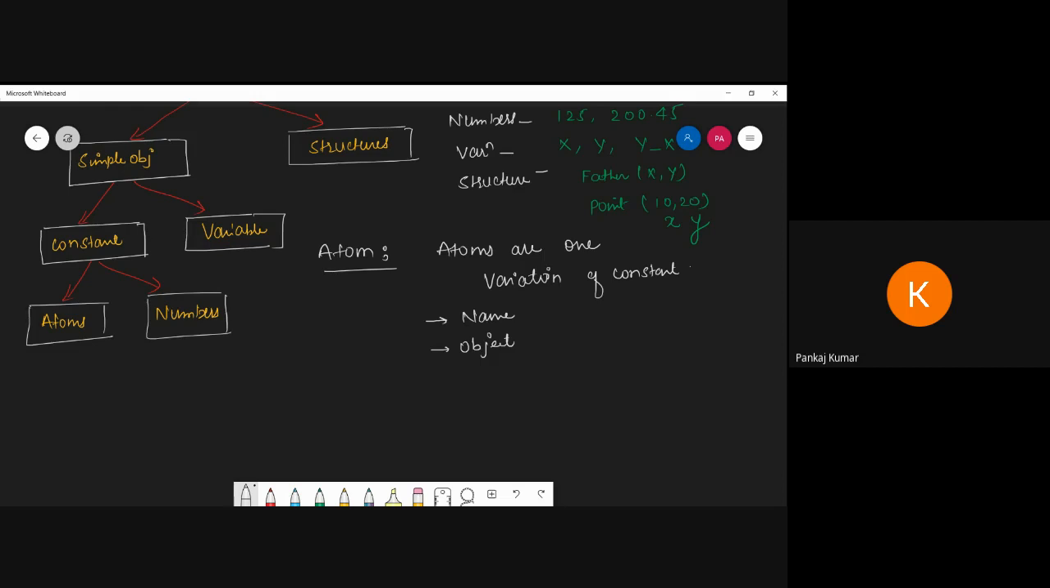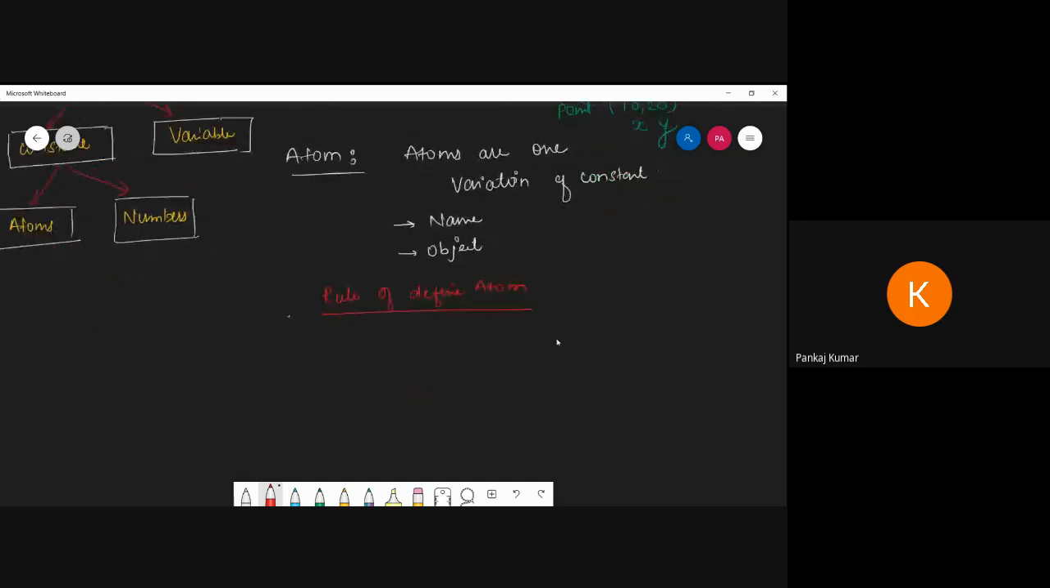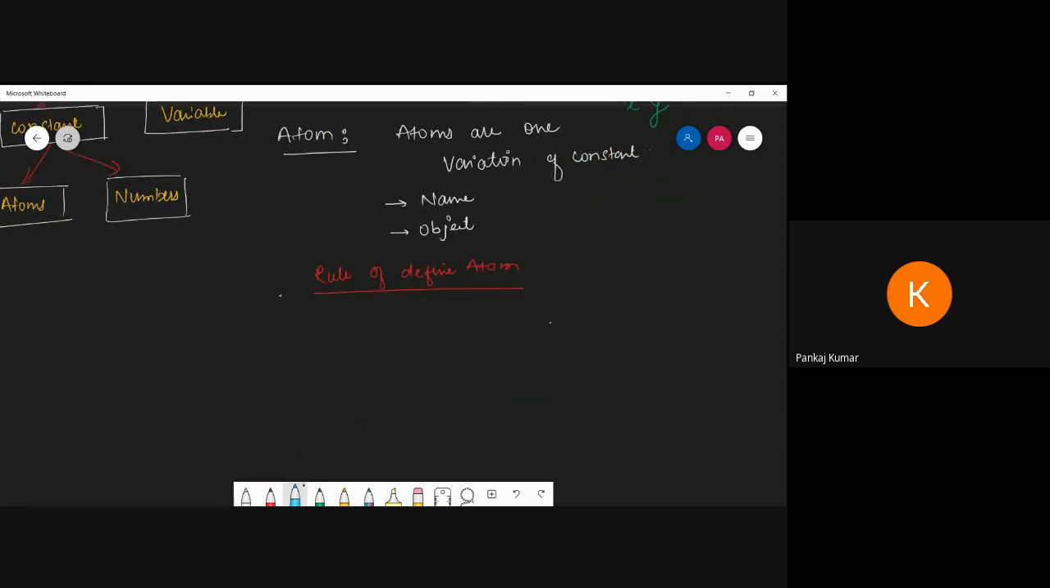Okay. So a few rules to define the object, that means what is the rule for defining the atom. So a string of letters. So suppose I'm talking about the rule of define atom. So suppose I'm going to write a rule of define atom. So what am I going to write? The first point: it may be a string of letters. Sorry.